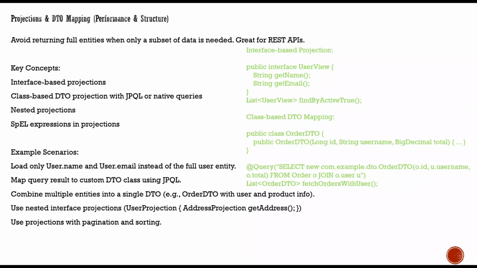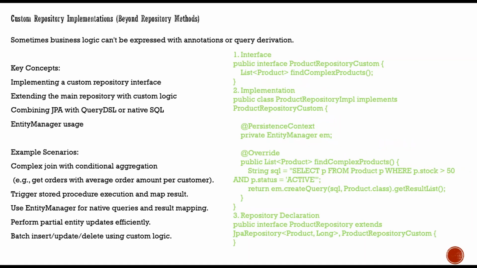Now as we already discussed, for the interface based projection, we have to define a user view, okay, and then we have to write the field by active true, and then you have to map that particular class based DTO mapping. So order DTO will be mapped with that particular ID, name, and the decimal, and then you can also write the query over here. Now you can write the complex query over here for that particular fetch order.